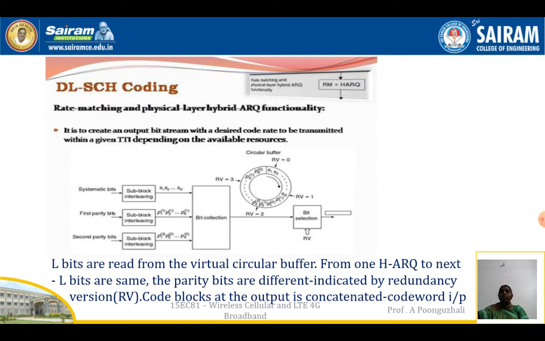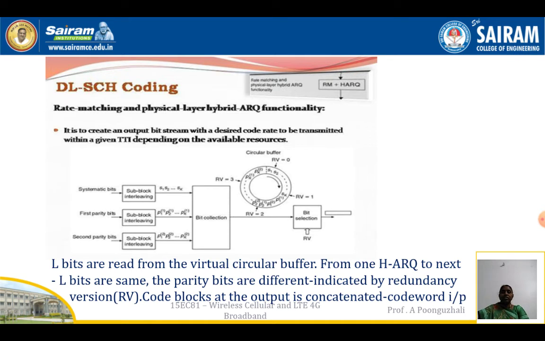So the parity bits are going to be indicated by your redundancy version, that is your RV. Here RV is equal to 0, which means the first will start here. Once the circular buffer data is sent, the bits are collected and sent to your bit selection.